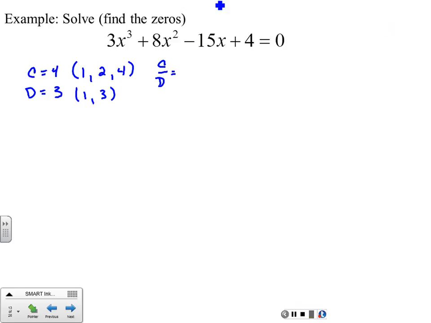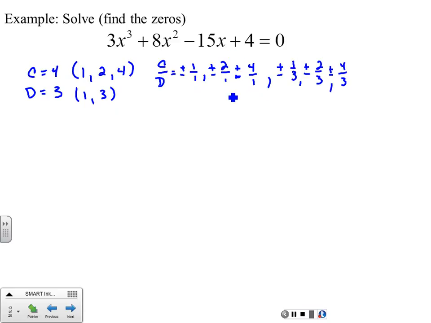First of all, I'm going to put 1, 2, and 4 over 1. So we're going to get plus or minus 1 over 1, plus or minus 2 over 1, plus or minus 4 over 1. And then what I'm going to do is I'm going to put my factors of 4 over 3. And this is where your fractions are going to come into play. Plus or minus 1 over 3, plus or minus 2 over 3, and plus or minus 4 over 3. So now what I have here is I have 12 possibilities.